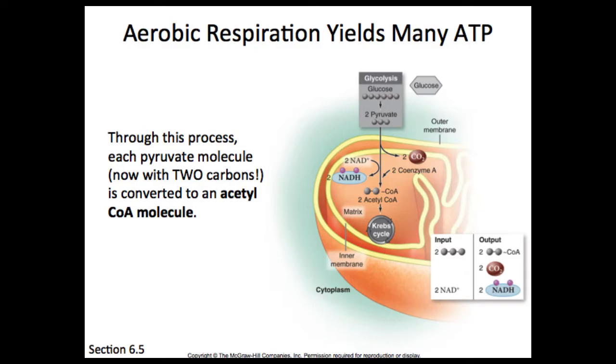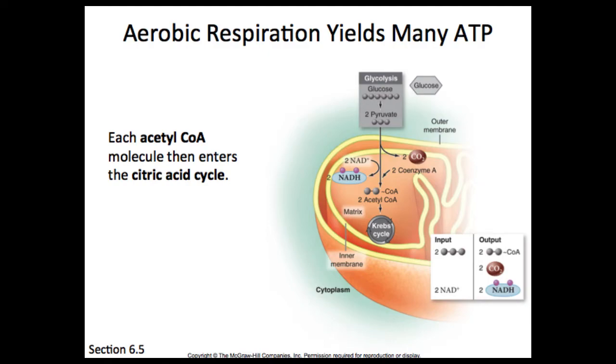Acetyl CoA has only 2 carbons because 1 carbon from the original pyruvate left the organelle as carbon dioxide. That carbon dioxide gas is the waste product during this stage. Each acetyl CoA molecule can then enter into the citric acid cycle proper.